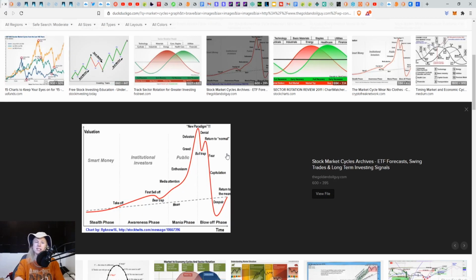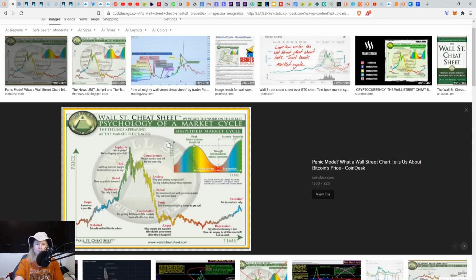Now, to go further with this, here is another chart that I covered. This is another thing that I'm looking for. This one shows the emotional psychology of a market cycle, because it's humans' emotions that dictate where the prices go, right?